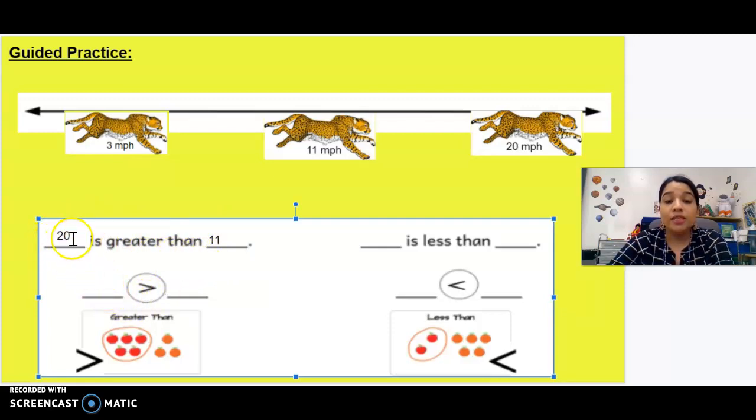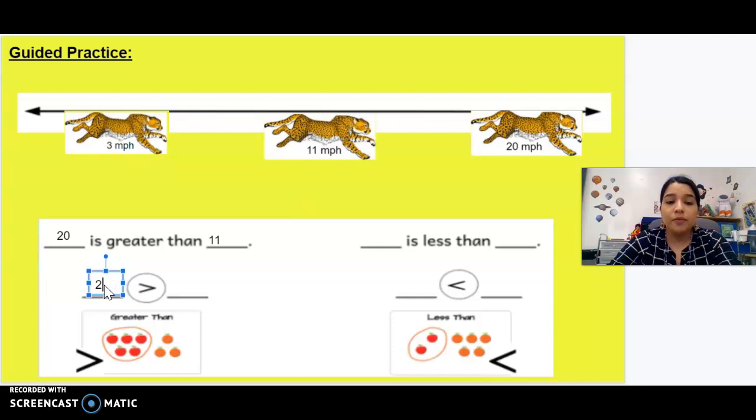So right here, this is our sentence. 20 is greater than 11. And right here, we can put 20 is greater than 11 as well.